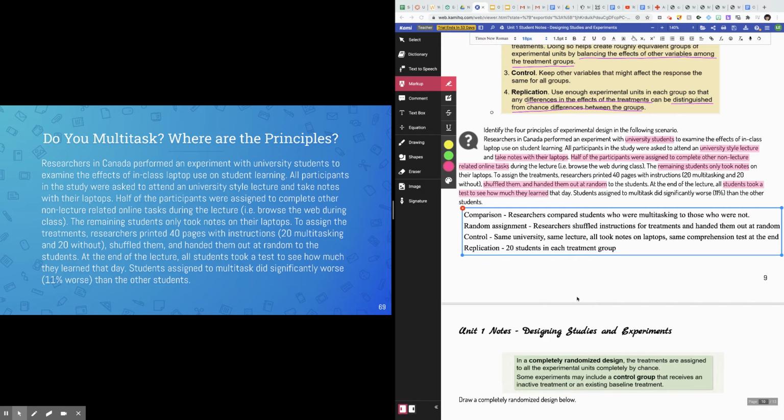Okay, so give me a second. I need to clear my screen, but after that, we're going to come back and I'm going to talk to you about completely randomized designs and blindness, and then a couple of other things.